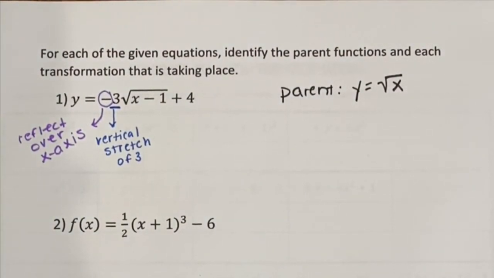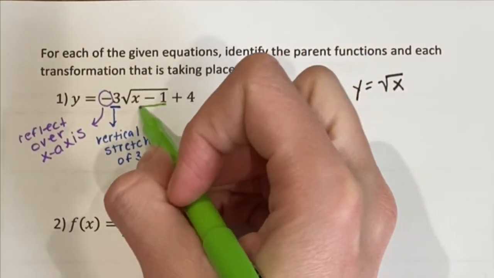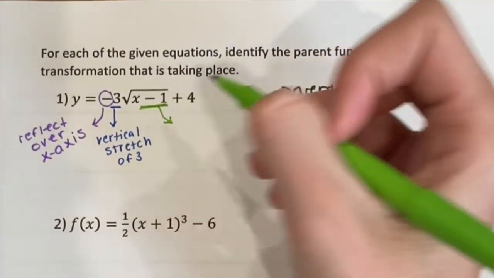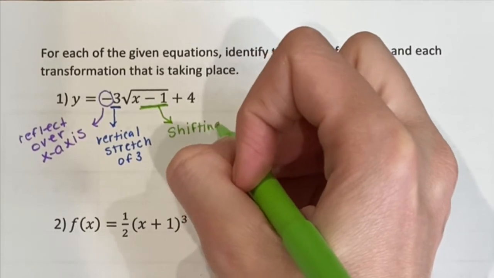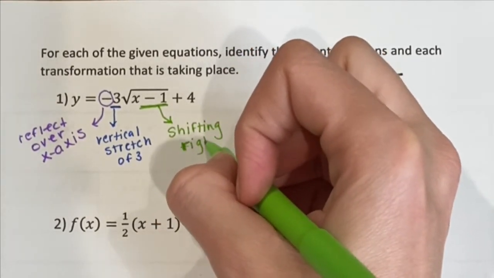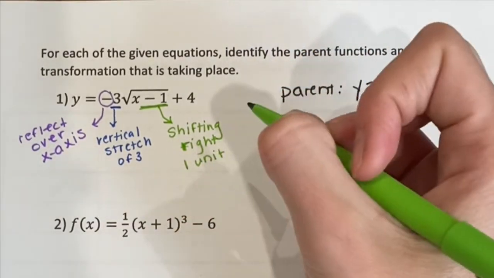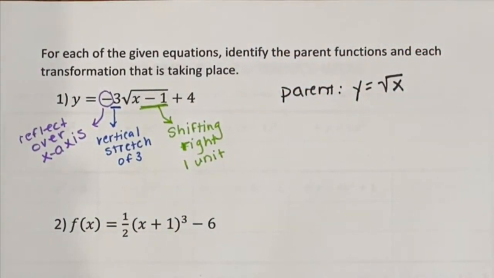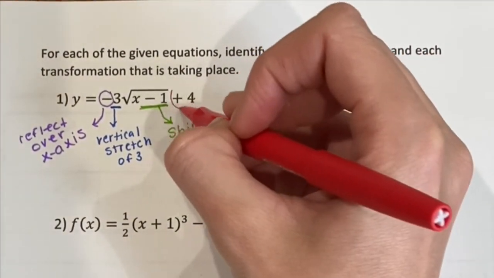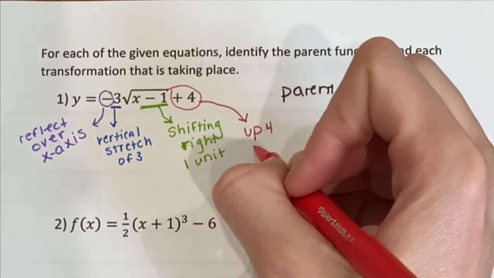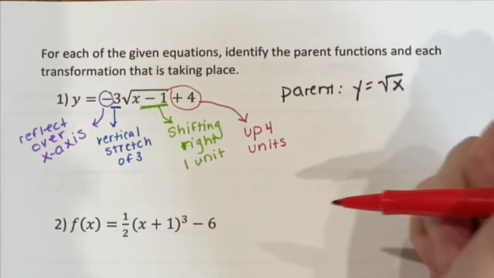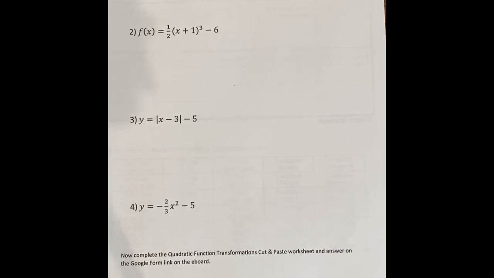Okay, then we have x minus 1. And this is inside of the radical, so it's inside the function. When I'm subtracting inside the function, what does this tell me is happening? Well, this tells me I am going to be shifting to the right 1 unit. And then on the outside of the function, I have a +4, so that tells me the function is going to go up 4 units.